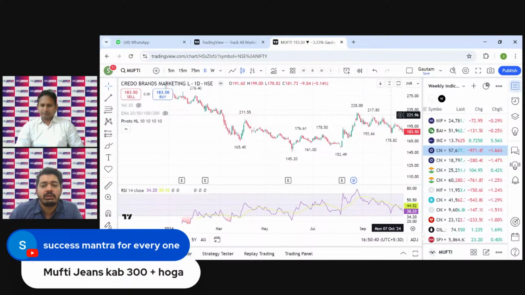At present, it's slightly flattish. There is no major trigger being seen from a short-term perspective. But from a slightly medium-term perspective, if the stock goes above 220, we could see a pullback on the upside towards 260, 270 from a short-term perspective.